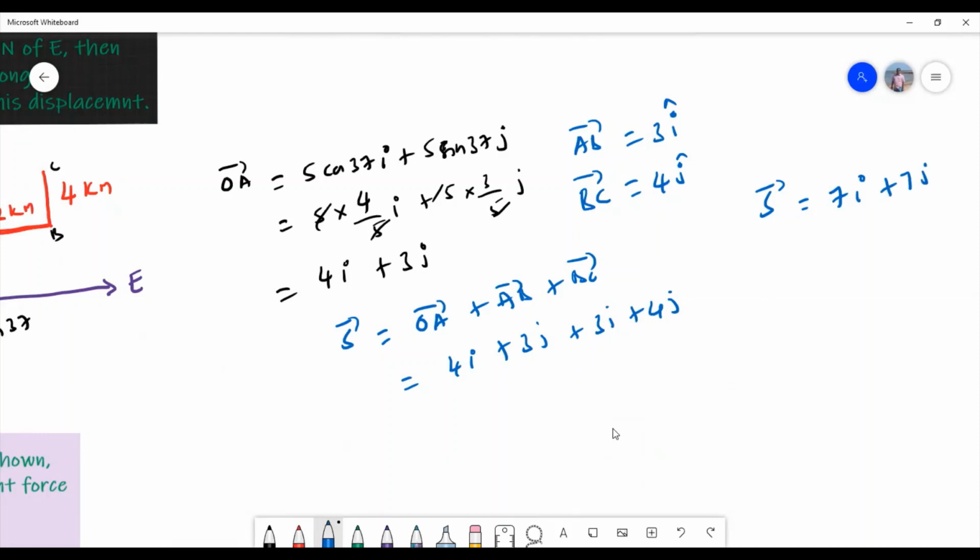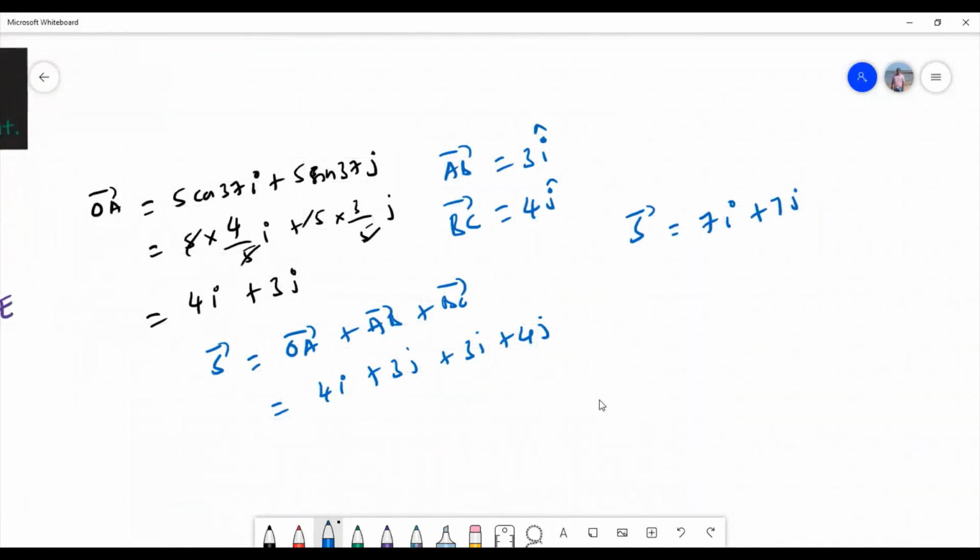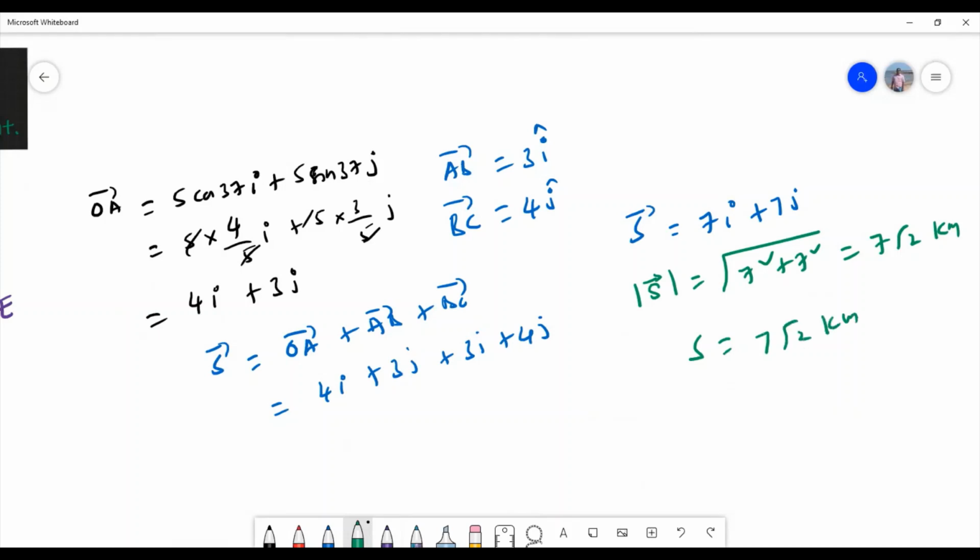4i plus 3i, 3j plus 4j. So what is the magnitude we are supposed to find? The magnitude of S bar is the square root of 7 square plus 7 square, nothing but 7 root 2 kilometers. So his displacement is 7 root 2 kilometers.